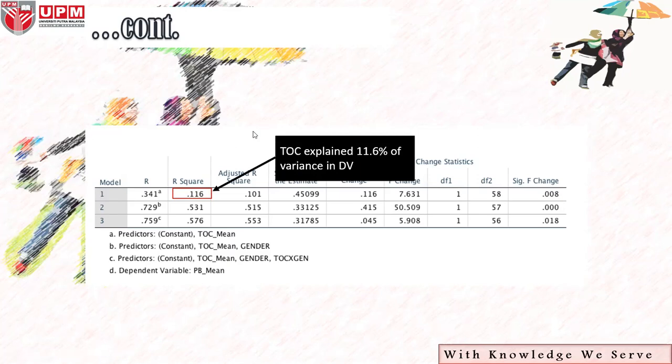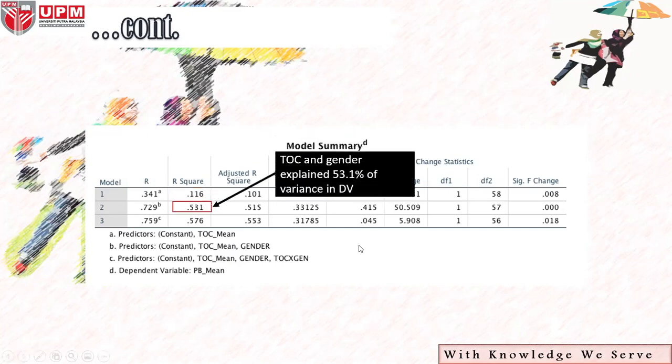Okay, for the first model, our R-square equals 0.116. So 0.116 indicates that task-oriented coping explains 11.6% of the variance in philanthropic behavior. Sama macam mana kita interpret dalam MLR and SLR. Similar. Okay, next one, after we add the second variable, gender.